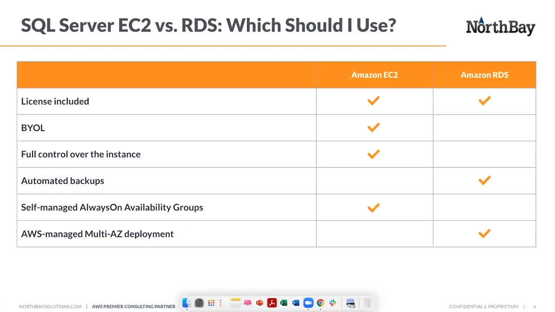Some of the other aspects for SQL Server EC2 versus RDS. In case of EC2, license is included. Bring your own license is allowed. Full control over the instance. Automated backups, no. Self-managed Always On availability groups, yes. AWS managed multi-AZ deployment is only available for RDS. Okay, so AWS managed, right? So if it's customer managed, you can do it on EC2 as well.